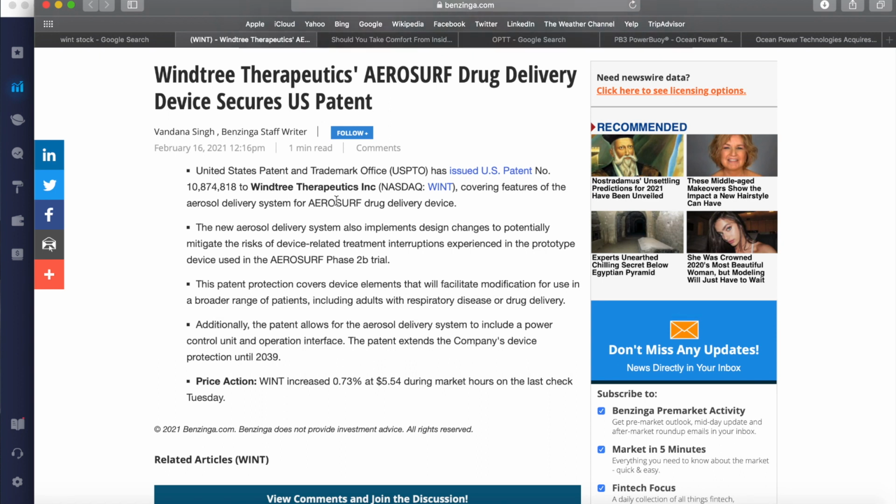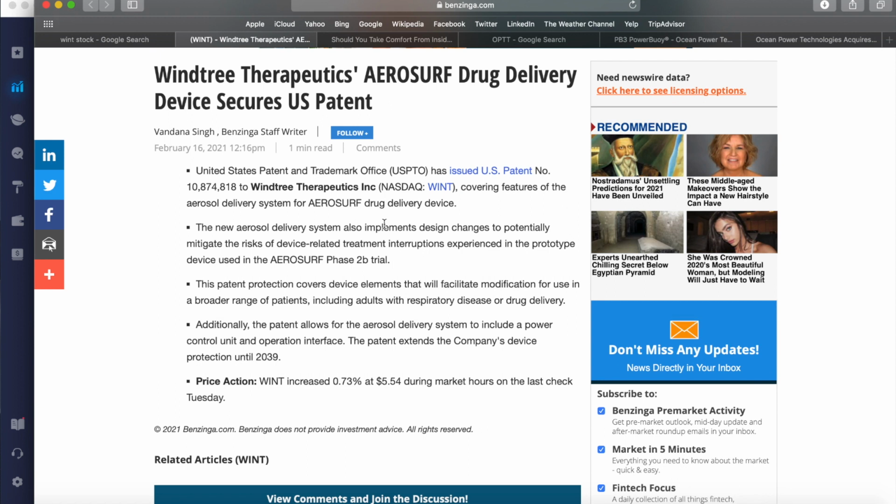First news, as of yesterday, technically it's not yesterday anymore for me because like I said, it's after midnight, but yesterday on the 16th, they patented a new aerosol drug delivery system called AeroSurf. And this is just another new product. Whenever you patent new products and you have new stuff on the market, that's always a good thing for your company because it means that you're innovating and developing new technologies to use.